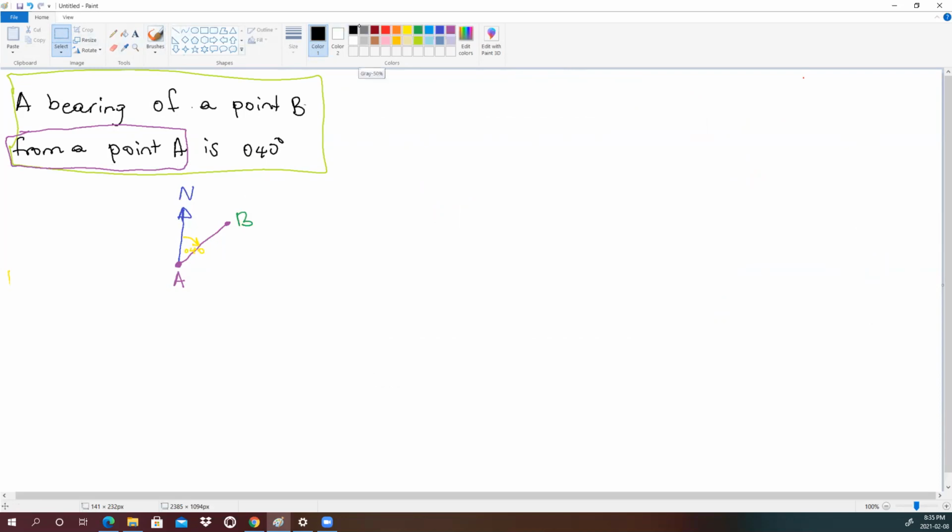Let me give you another question. This is just to get you to learn how to draw the bearing diagram, because when you get bearing questions, you're going to have to draw the diagrams. So I'm just teaching you how to draw bearing diagrams. The bearing of P from Q is 130 degrees. So let's look at it.